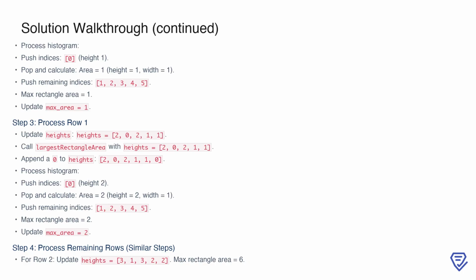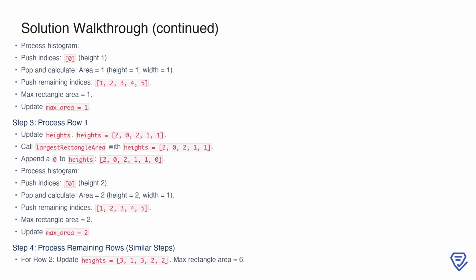When we encounter a smaller height, we pop the stack, calculate the area of the rectangle formed, and update the maximum area if necessary. Here, we calculate an area of 1 using height 1 and width 1. Then, we continue pushing the remaining indices. At the end of this step, the maximum rectangle area for this row is 1, so we update max_area to 1.